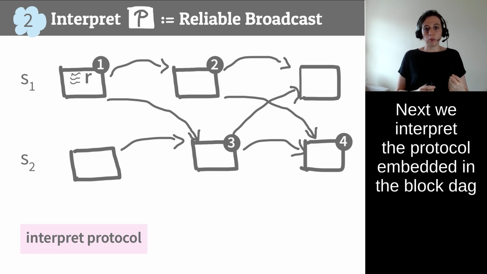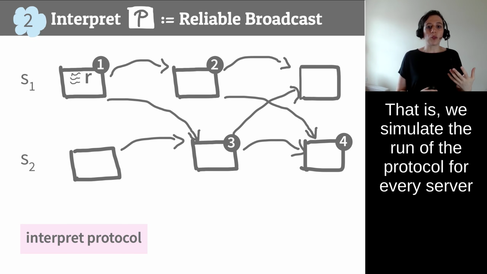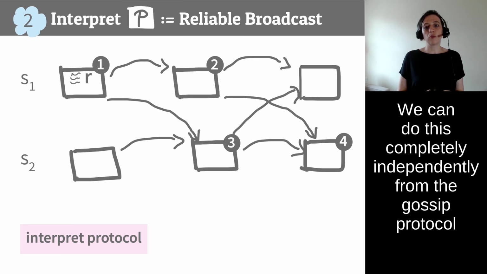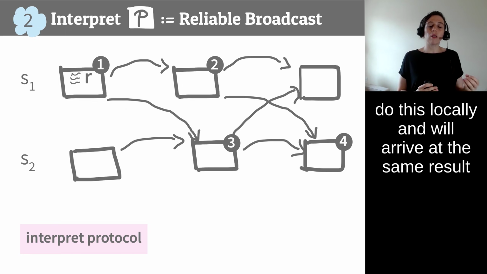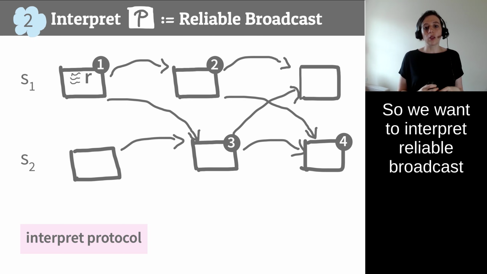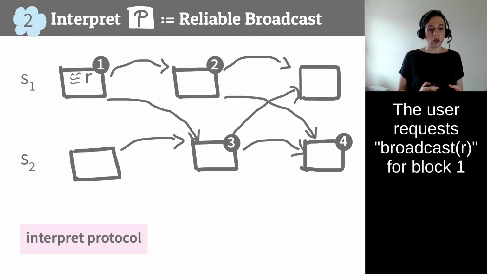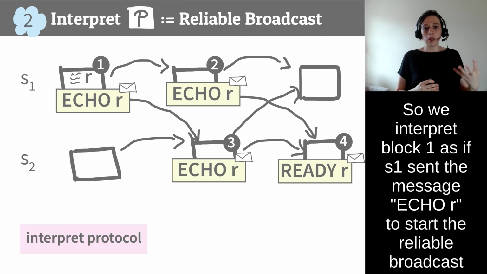Next, we interpret the protocol embedded in the block DAG. That is, we simulate the run of the protocol for every server. We can do this completely independently from the gossip protocol. Because the servers will eventually have the same block DAG, they can do this locally and will arrive at the same result. So we want to interpret reliable broadcast. The user requests broadcast R for block 1. So we interpret block 1 as if S1 sent the message echo R to start the reliable broadcast.